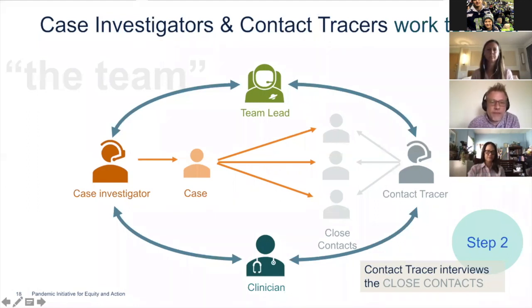Moreover, there are often technical questions, and we'll come back to this later. How do you refer somebody to an isolation hotel? If there are food resources available, what are the next steps to accessing those food resources? The team lead or the team supervisor is often the person that can provide you with answers to those kinds of specific technical questions. Okay, next slide.